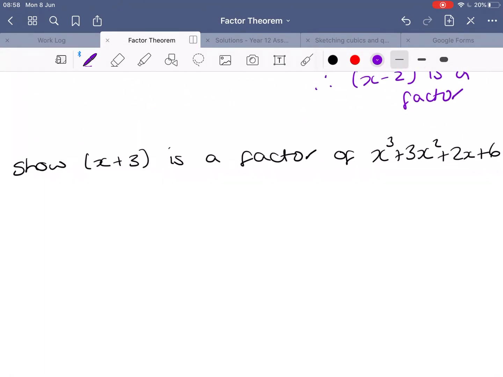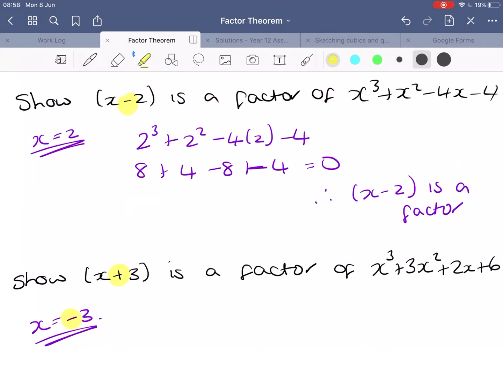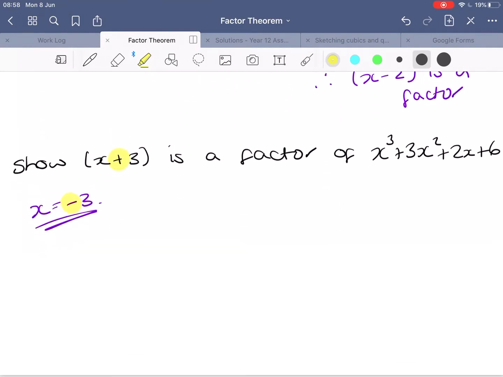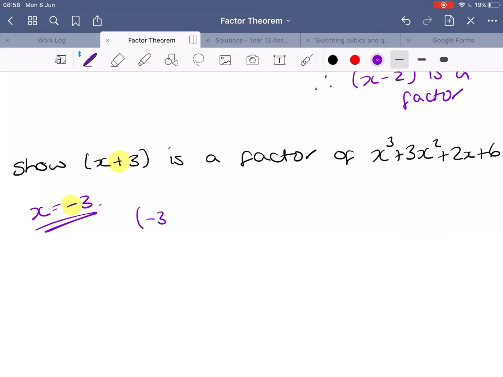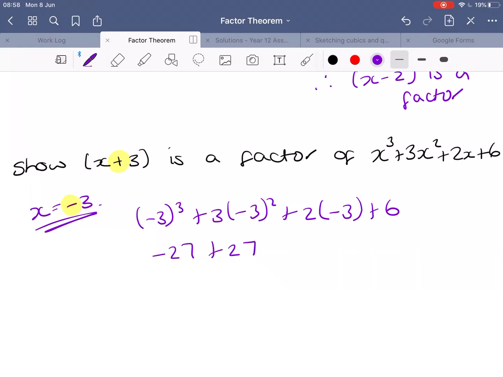Now, you've got to remember, if x plus 3 is a factor, x equals minus 3 is the solution. Effectively the signs are the opposite. In the factor and as a solution, you have opposite signs. So you would say minus 3 cubed plus 3 lots of minus 3 squared plus 2 lots of minus 3 plus 6. Well, that's minus 27. That's going to be plus 27. Minus 6 plus 6, it equals 0. Therefore, x plus 3 is a factor.